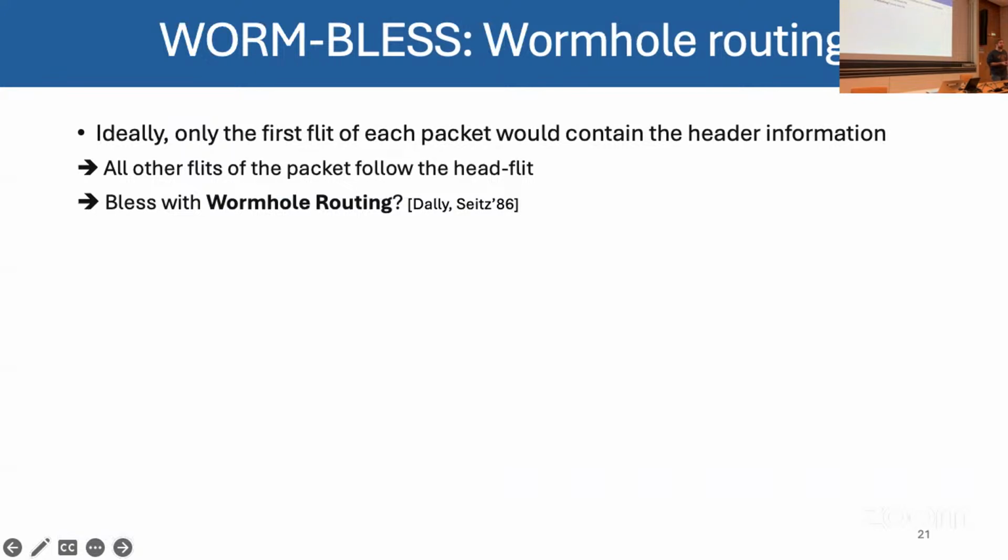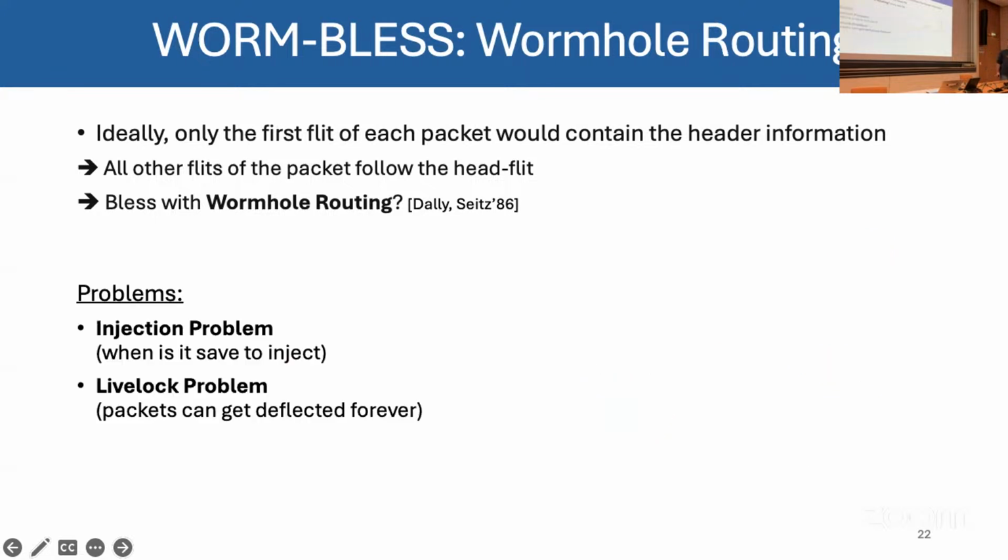So the authors try to find a solution for that by integrating wormhole routing into BLESS. Ideally, only the first FLIT of a packet contains the routing information, and then all the other FLITs follow that head FLIT through the system. But when we look at the naive implementation of this, where only the head FLIT has the routing information and the worm just follows, there are several problems.